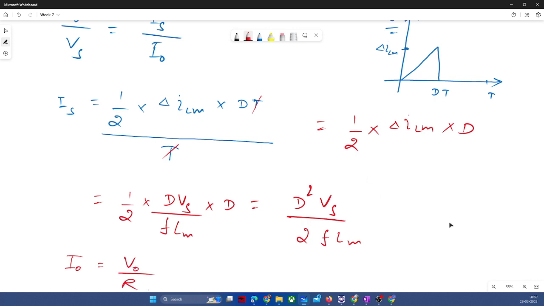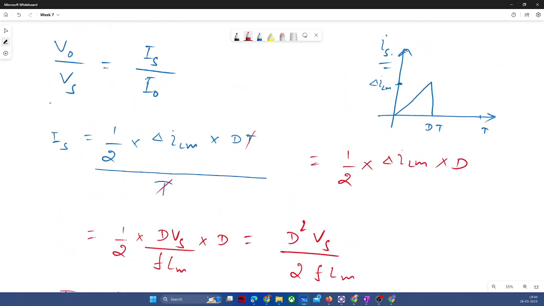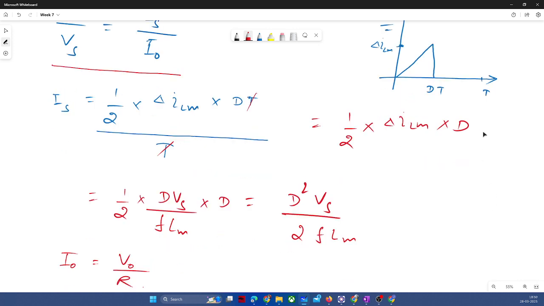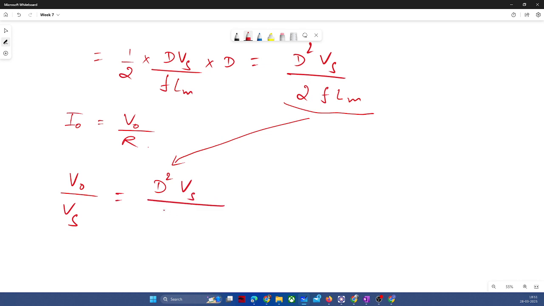It is V naught by R. And now we will plug in these two values in this expression. V naught by Vs is equal to Is by I naught. So first I will write the value or magnitude of Is. Okay. So d squared Vs by 2 into F L_M. Okay. And I naught as V naught by R.